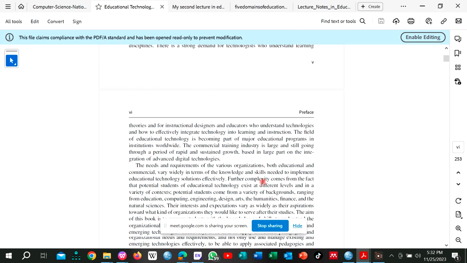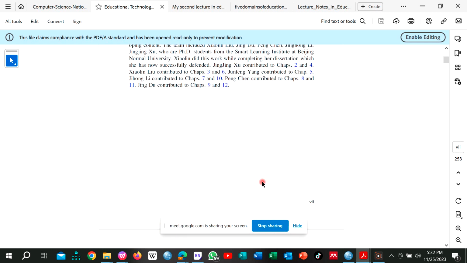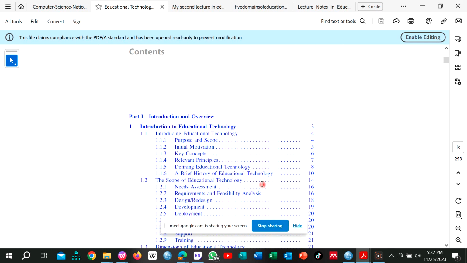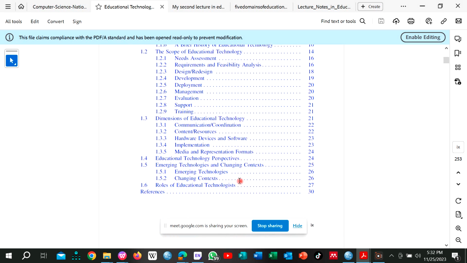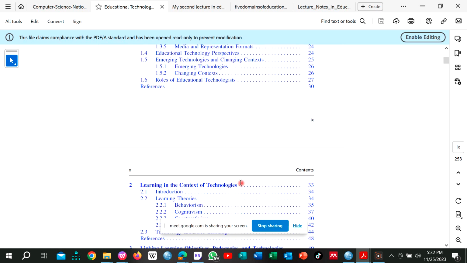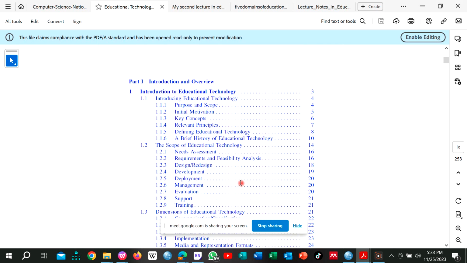But I want to show you some of the contents. So let me rush to the contents. Now, you see that the first part, which we are going to look at today, is a full chapter, and the chapter discusses the introduction to education technology, the purposes and scope, the key concepts, the definition of education technology, the brief history of education technology, and all this is very important for our course outline.